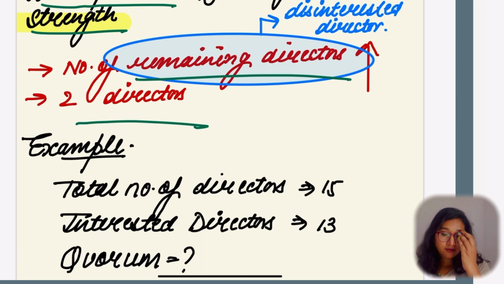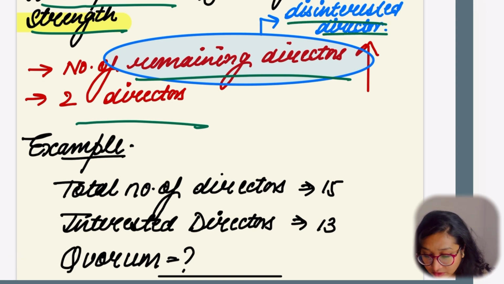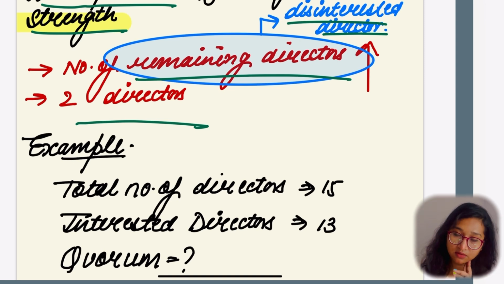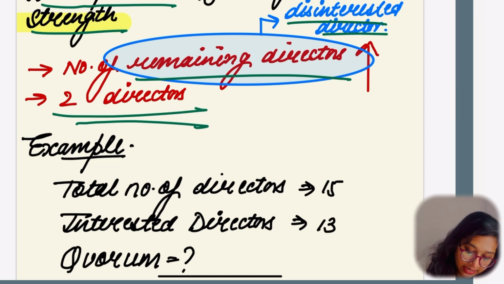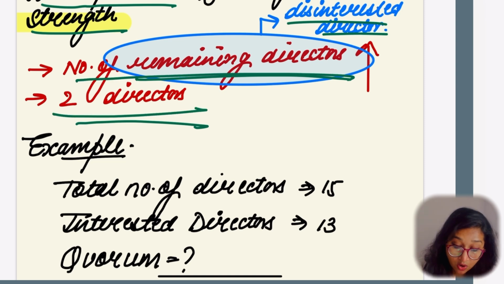Either the number of remaining directors, which means disinterested directors. The law has specified that we are not going to take the interested directors. If the number of directors present in the board meeting is more than 2/3 as interested directors, in that case what is going to be the quorum? Either 2 directors, we know this, or the number of remaining directors, whichever is higher among them.